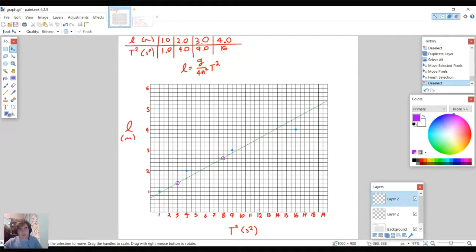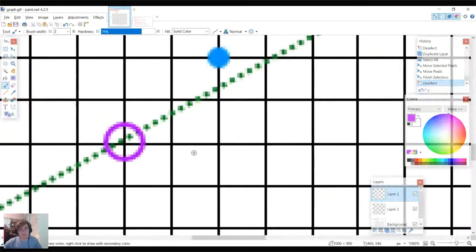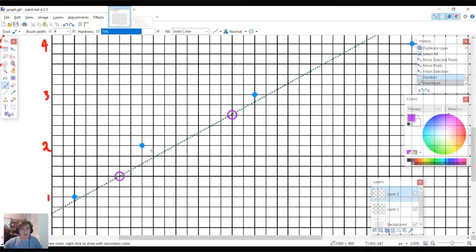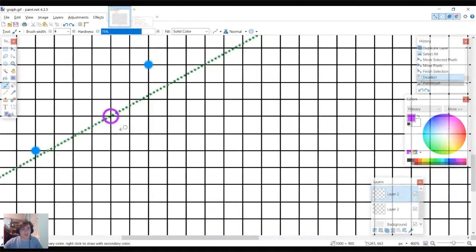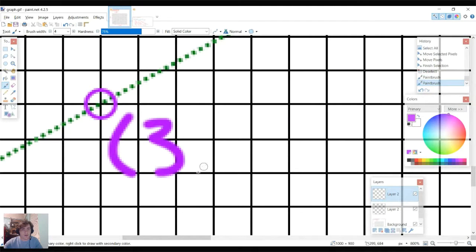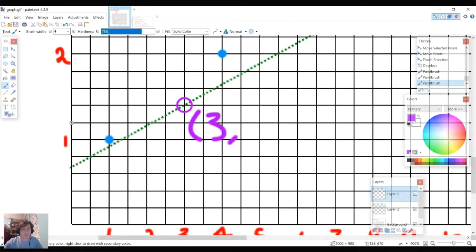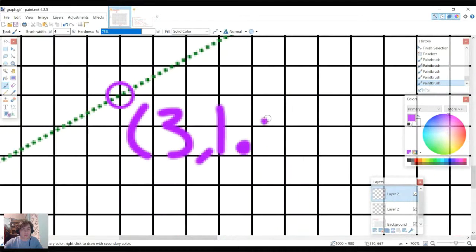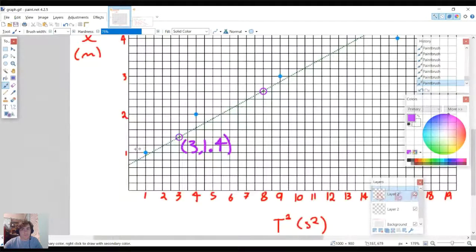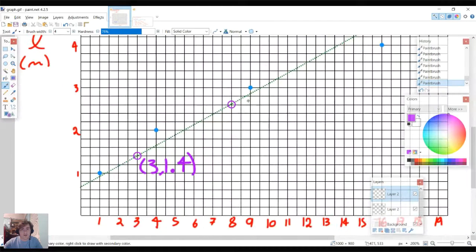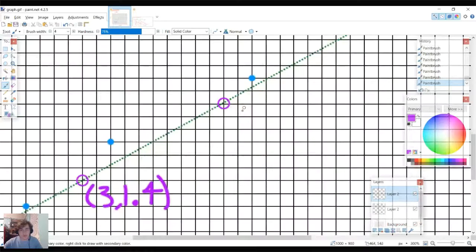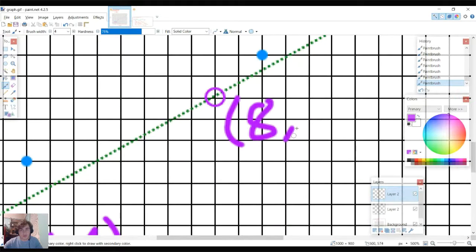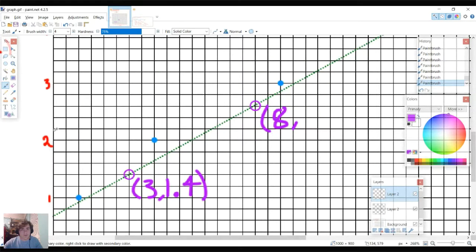So we have to label this point. And we'll make this a little thicker to make it a little easier to read. So what's this point right here? So the t squared there is 3. So that's a 3. And this point is 1.2, 1.4. So we have that. And then this point, the t squared is 8 here. And then this is 2.2, 2.4, 2.6.